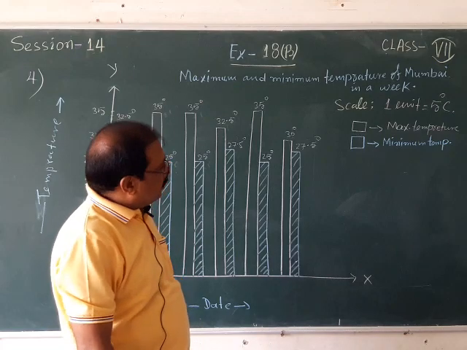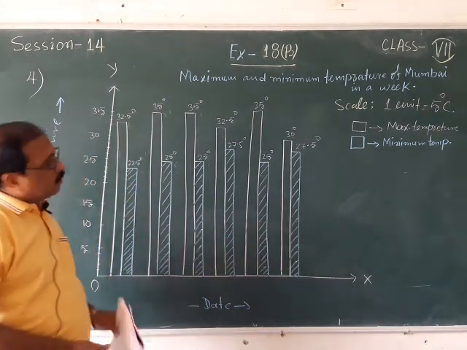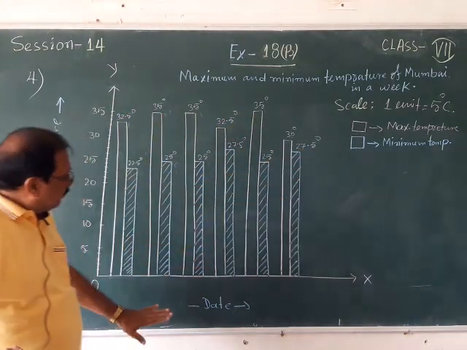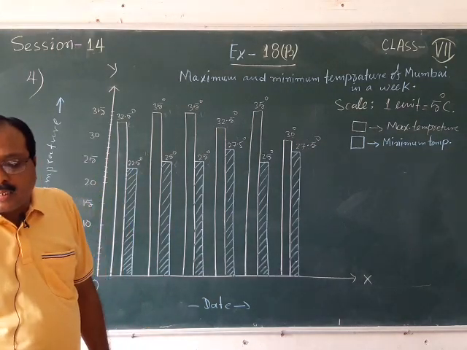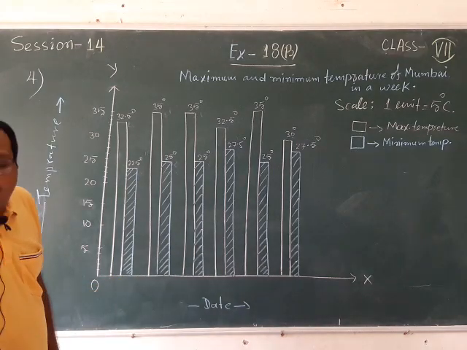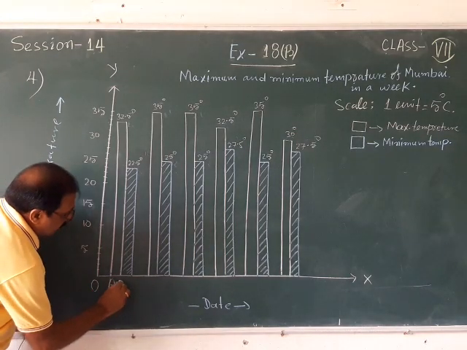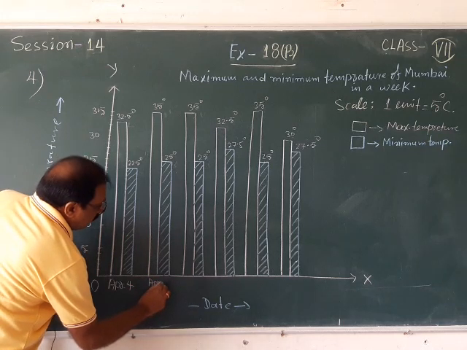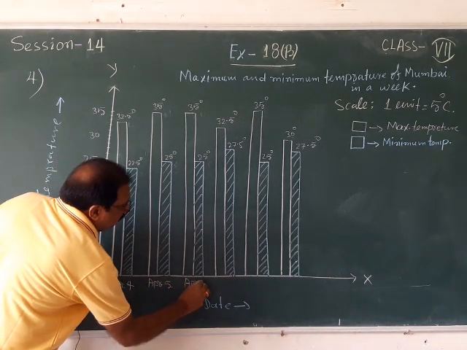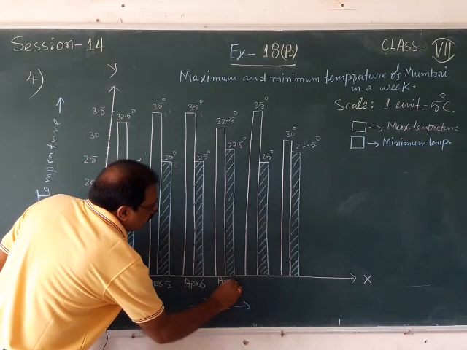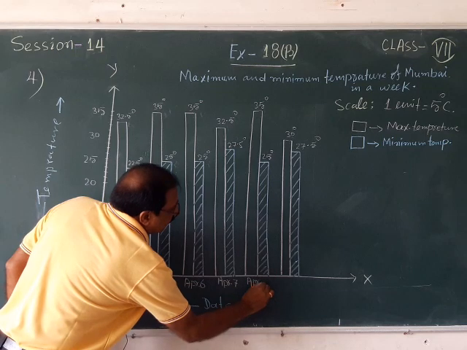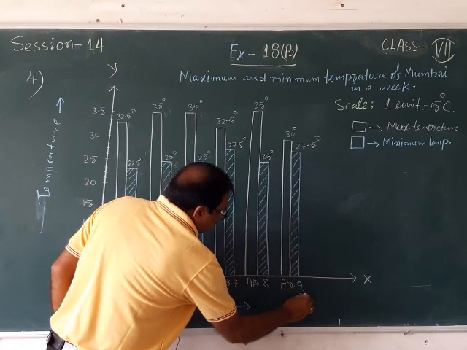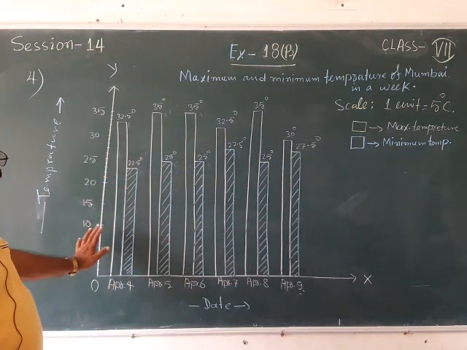Then what are the indicators that you need to write? So in this bar graph, heading is there, scale is there, indicator is there, subheading is there, but one thing is missing, that date is not written. Now I need to write the date, April 4. I can write here, it is April 4. Then April 5, April 6, April 7. Here I can write April 8, then April 9. So like that, you can draw your bar graph.